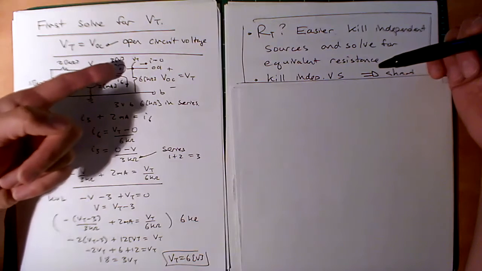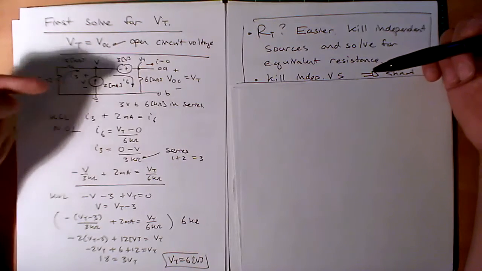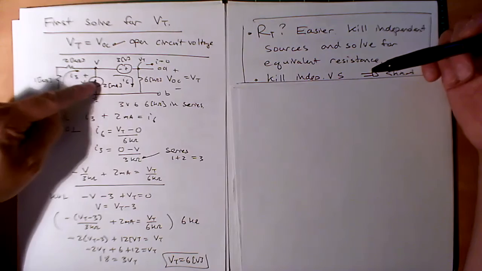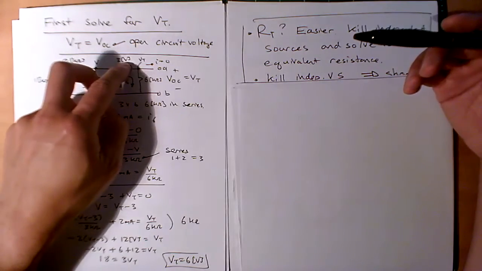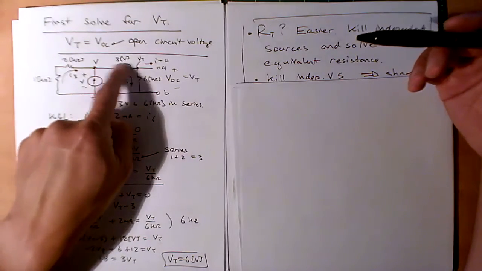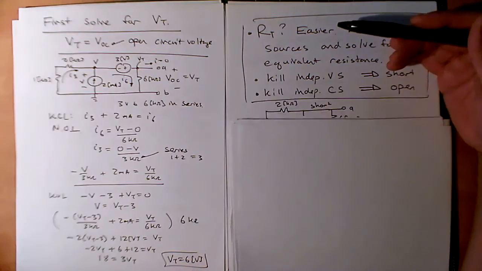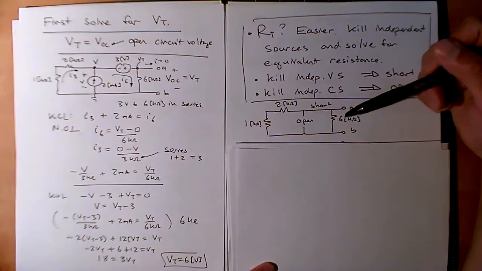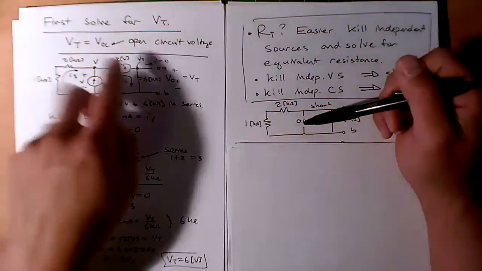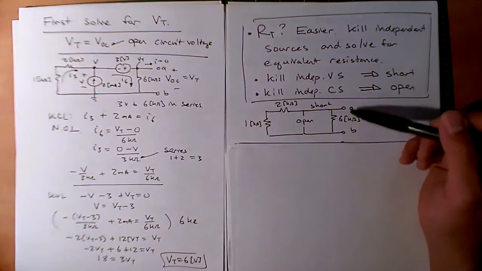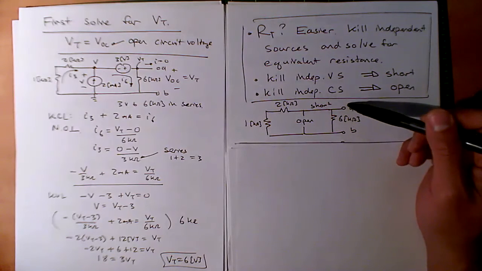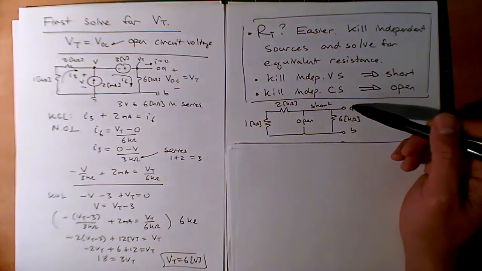So you can actually replace it with a wire. What's a circuit element that actually makes the current 0? Well, it's an open circuit. So to kill these sources, to solve for the equivalent resistance, we actually short voltage sources and open current sources. So we have something like this, right? The 6 kilo ohm is here, short, open, right? And then the 2 and the 1. And now it's just a matter of finding the equivalent resistance between A and B.